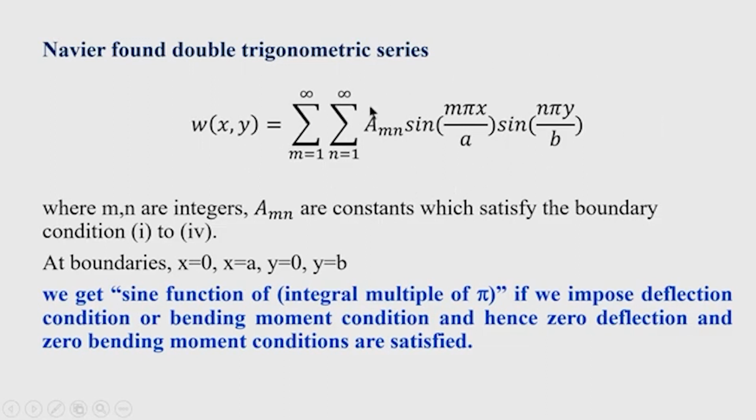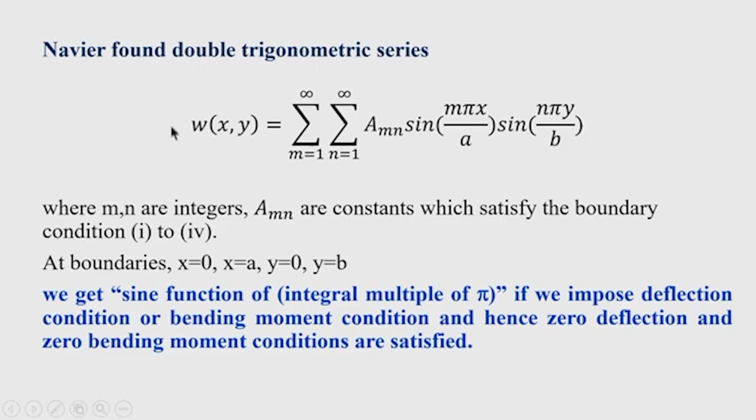Now, the most important thing is the coefficient A m n. The coefficient A m n is still unknown. If I find that out, then I will get the deflection completely. That means A m n is still unknown. How can it be found?